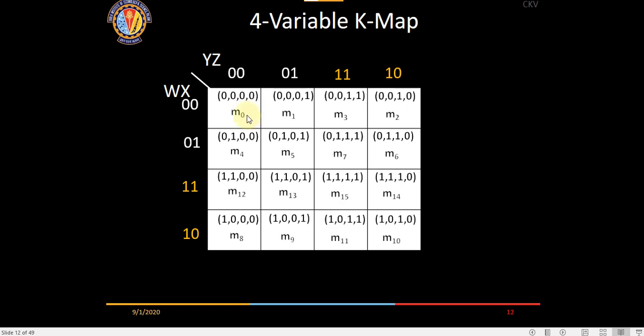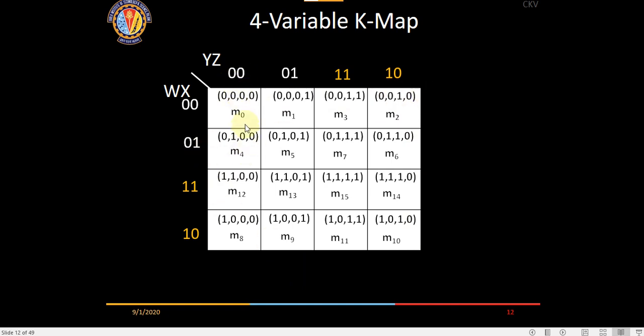Right. M0, M1, M2, M3. Okay. M4, M5, M6, M7. And then it goes to the last row. M8, M9, M10, M11, then M12, M13, M14, M15. Right. So this is where the various min terms will be located.